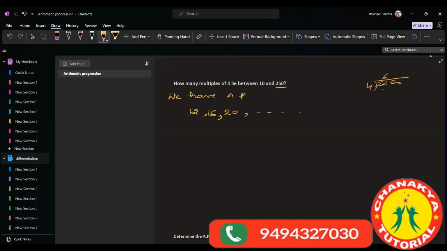4 6s are 24, then 10, 4 2s are 8. Remainder is 2. So now check 248. 4 6s are 24 and 4 2s are 8. So 248 is a number which is divisible by 4. So this will be your last term, so you will write here 248. Right?